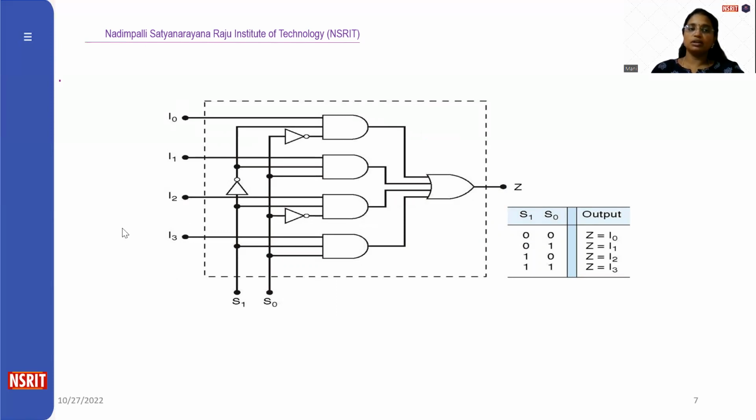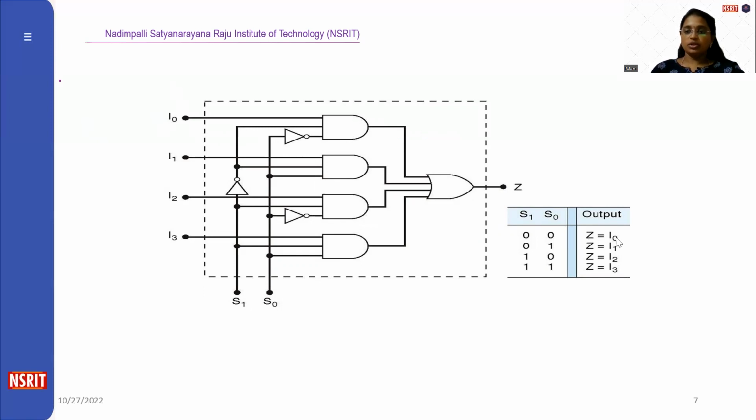These are the 4 lines. 2 per 2 is a 4. So the selection lines is 2, S0, S1. If S0, S1 equal to 0, then the output is routed.